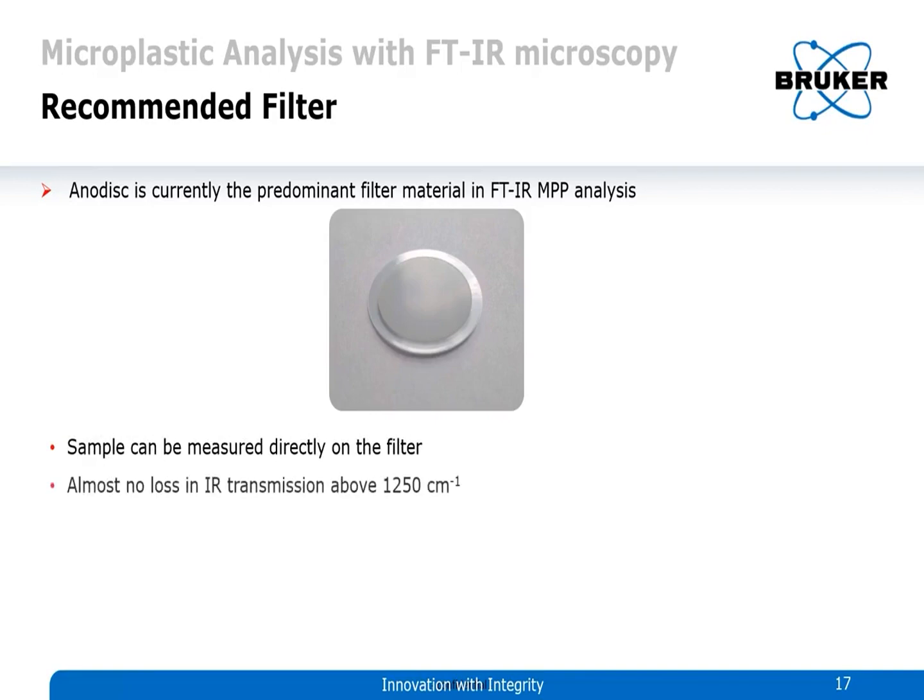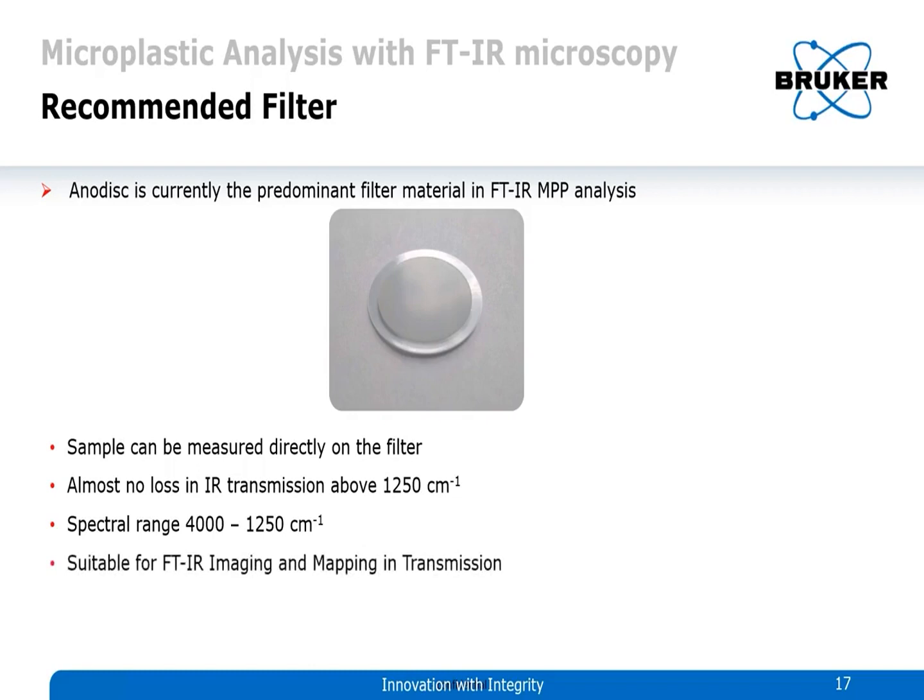And you have almost no loss in IR transmission above 1250 wave numbers. The spectral range is from 4000 to 1250 wave numbers, so not full IR, but enough to identify all the particles that you may find on your filter. It's suitable for imaging and mapping in transmission. What this is, I will also explain a bit later. And you have a pore size of 0.2 micrometers, so all the particles will be captured. There is no way you're missing anything.